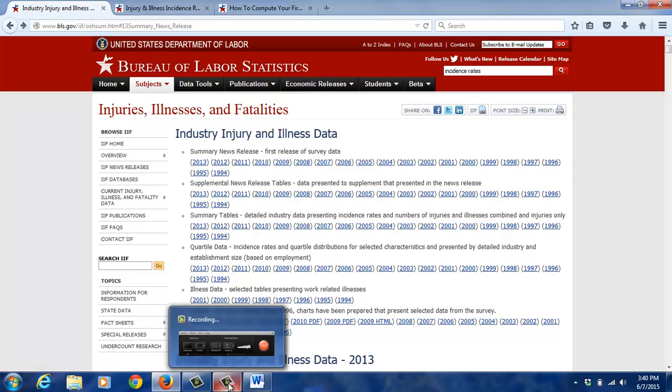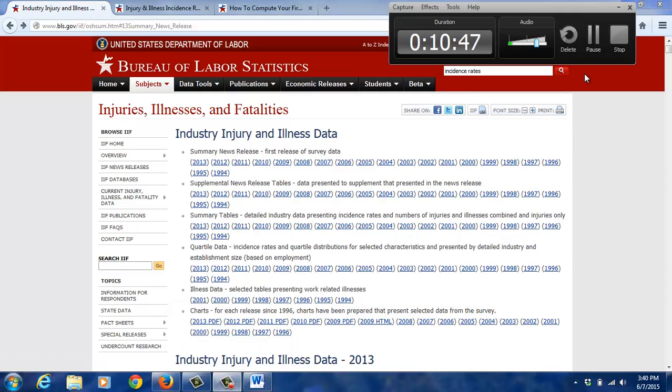So I hope this is helpful. I want you to go to this and play with the Bureau of Labor Statistics, see what you can find, and I'll provide you with some additional links and information so you can understand it better.